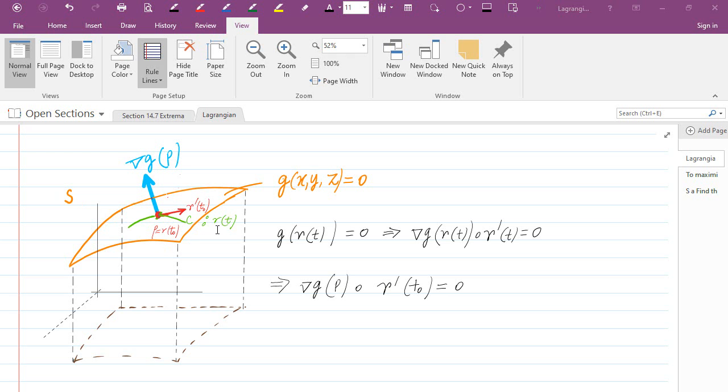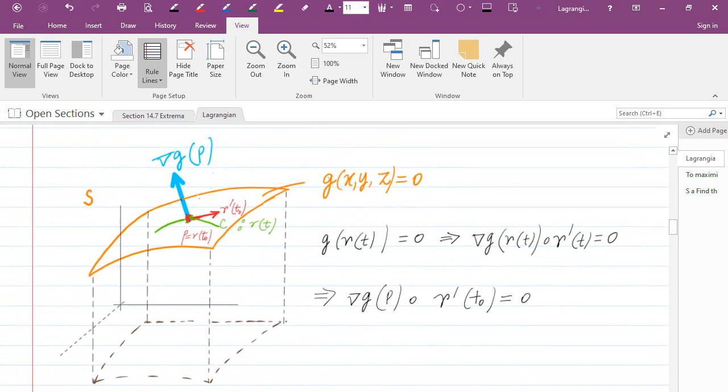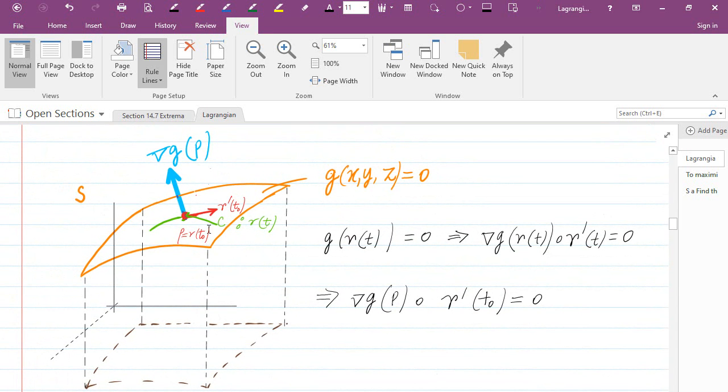Let's say that R(t) is a vector function that parameterizes C, and P is the value of R at the input t naught. Recall that R prime of t naught will be a vector tangent to C at the point P.